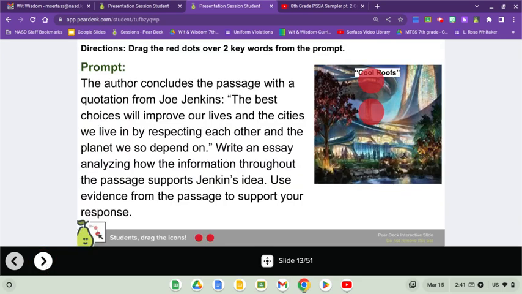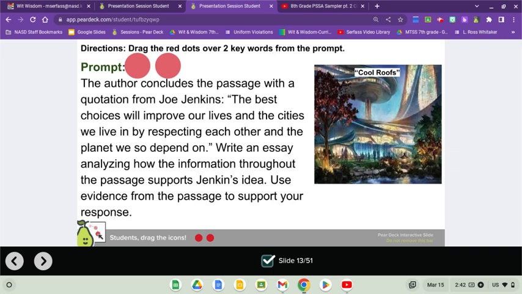Slide 13. Here on slide 13, it's asking you to drag the red dots over two keywords from the prompt. This prompt is taken word for word from the sampler packet. So this is definitely the sort of prompt, pardon the squeak, that you're going to see in this article, Cool Roofs. All right, let's take a moment and read it over. We'll move our red dots over here, and then we'll find two important words for this prompt.